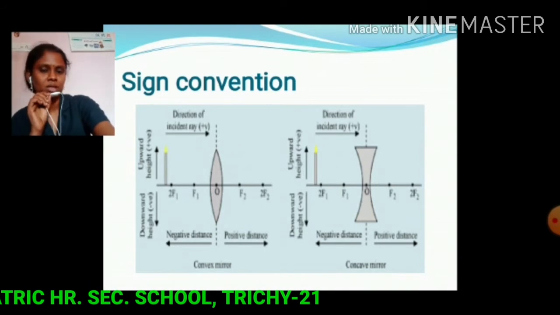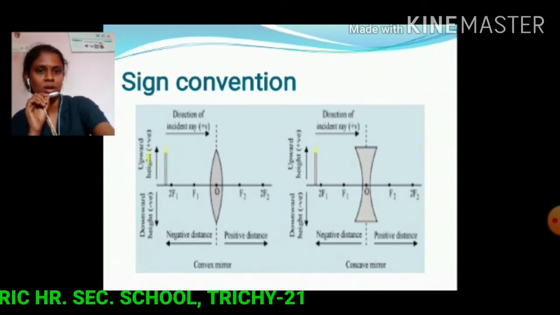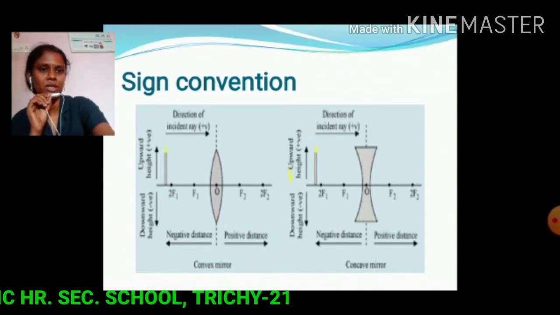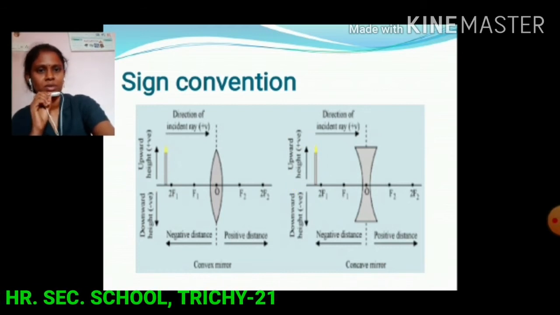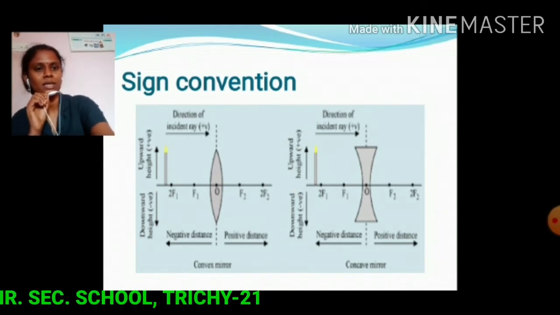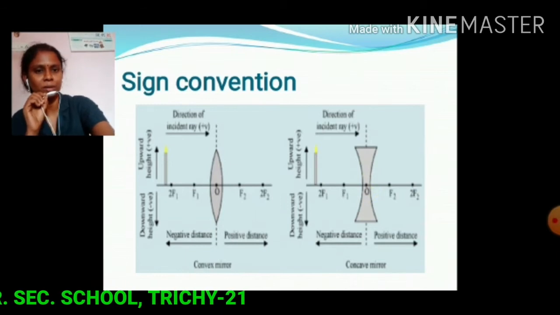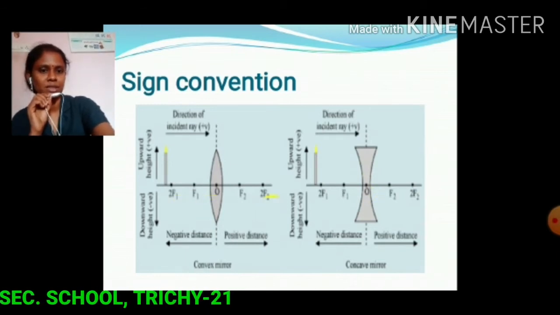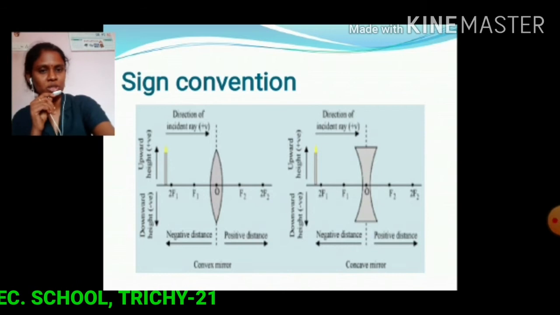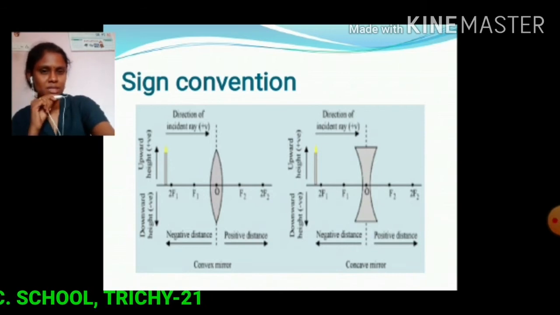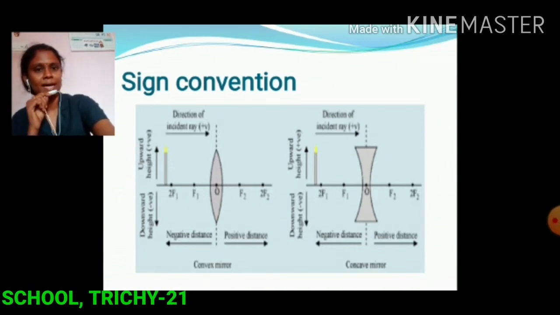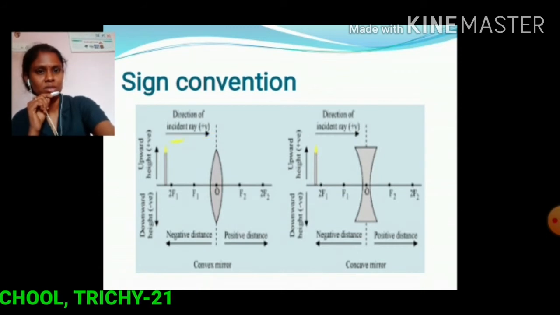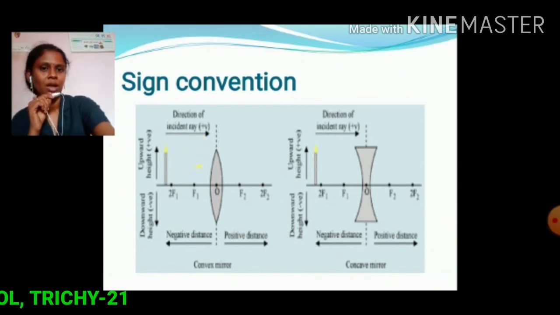First convention, the object is always placed on the left side of the lens. Then this is the optical center. All the distances are measured from the optical center. Third convention, the distances measured in the direction of the incident light. This is the direction of the incident light. So the distances measured in the direction of the incident ray are taken as positive.